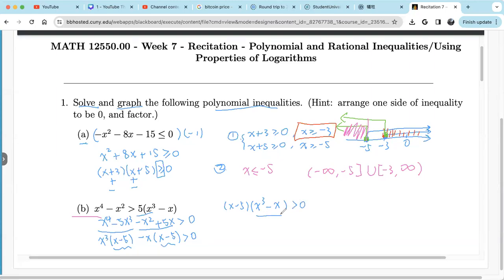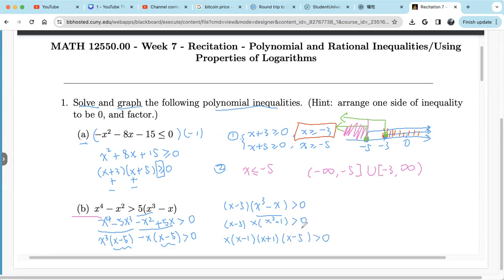Now this term can be factored, right? This can be factored as x times x squared minus 1. Well, x squared minus 1 also can be factored. So let's write x up front. Then x squared minus 1 is x minus 1, x plus 1, right? So we have x plus 1 and x minus 5 greater than 0.